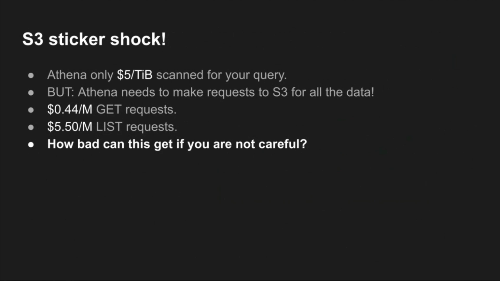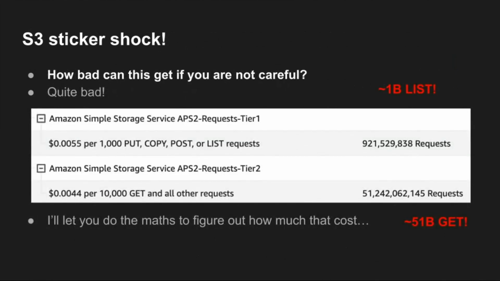Sticker shock. So Athena, not too bad, $5 per terabyte scanned. How much does S3 charge? Like $25 per terabyte per month, something like that. 44 cents per million GET requests, $5.50 per million list requests to S3. Athena needs to talk to S3 to get the data, obviously. You know, these pricing things on AWS, it's always hard to tell what's a million GET requests? Is that a lot? I don't know. It's not a lot. That's a lot.